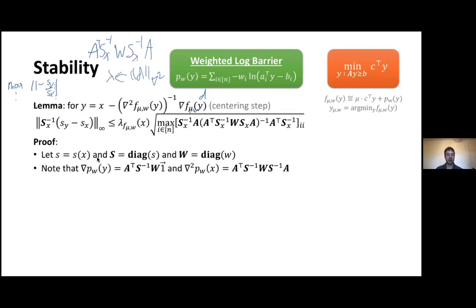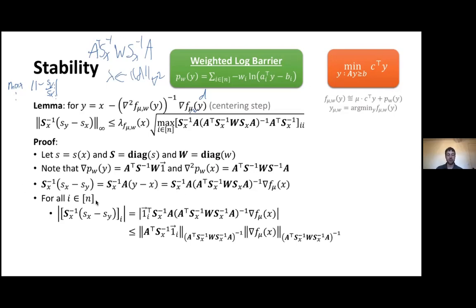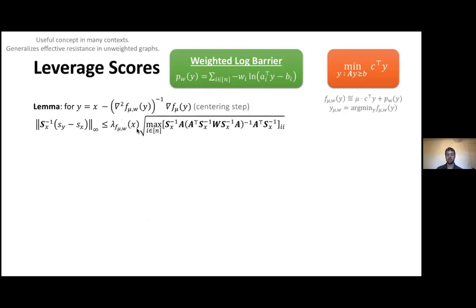The proof of this is we will just expand out what the step looks like. And for every coordinate, we'll try to bound the multiplicative change. We'll do an application of Cauchy-Schwarz and just write down the result. And that's the proof.